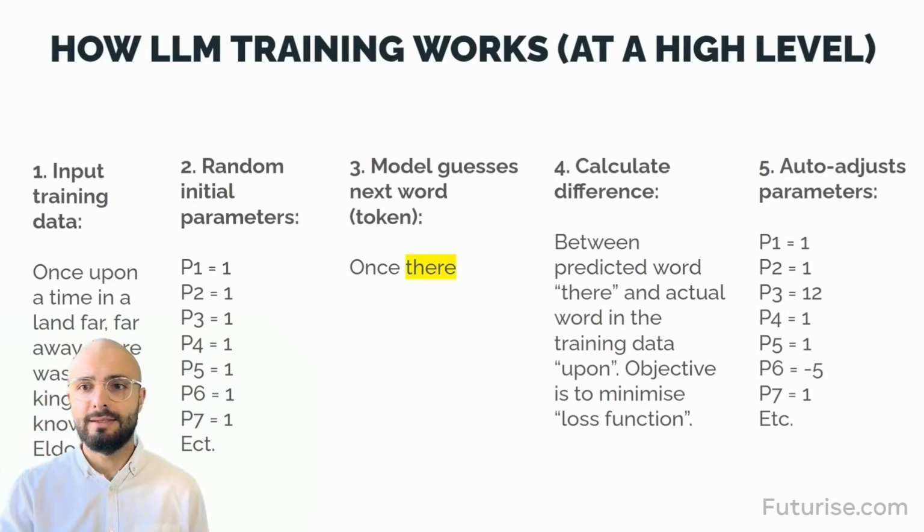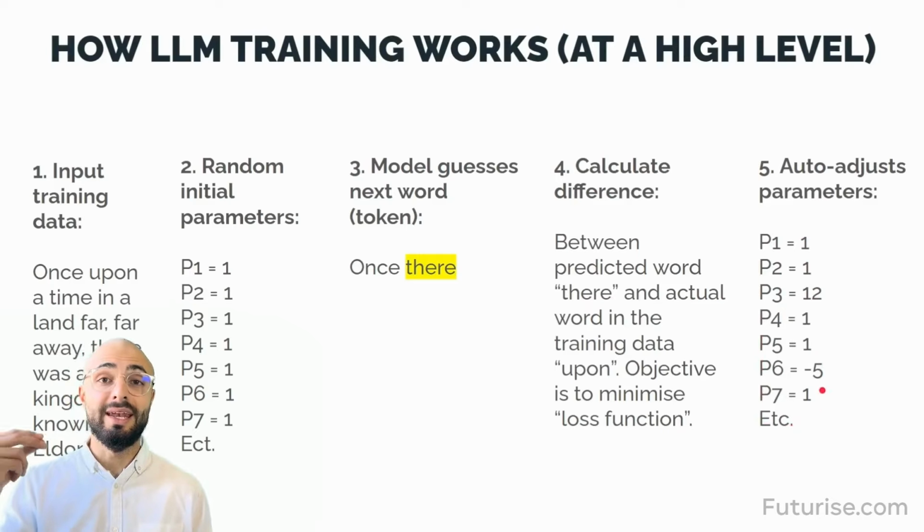And what it then does is it auto adjusts the parameters. So for example, in this case, it adjusted parameter number 3 to 12 and parameter 6 to -5. Now, as humans, we aren't able to interpret these parameters, but by adjusting them, the next time the model tries to predict what word comes after the word "once", it'll have a higher probability of choosing the word "upon" as opposed to "there", because these parameters have now been adjusted.